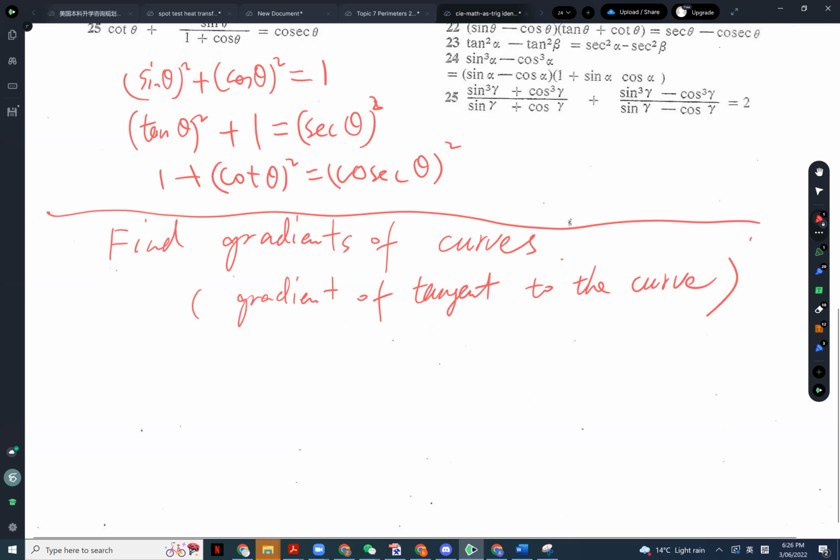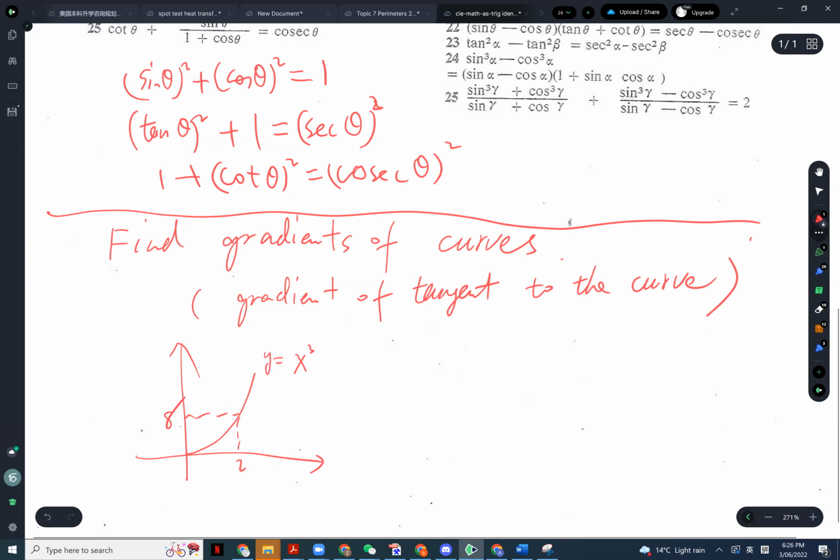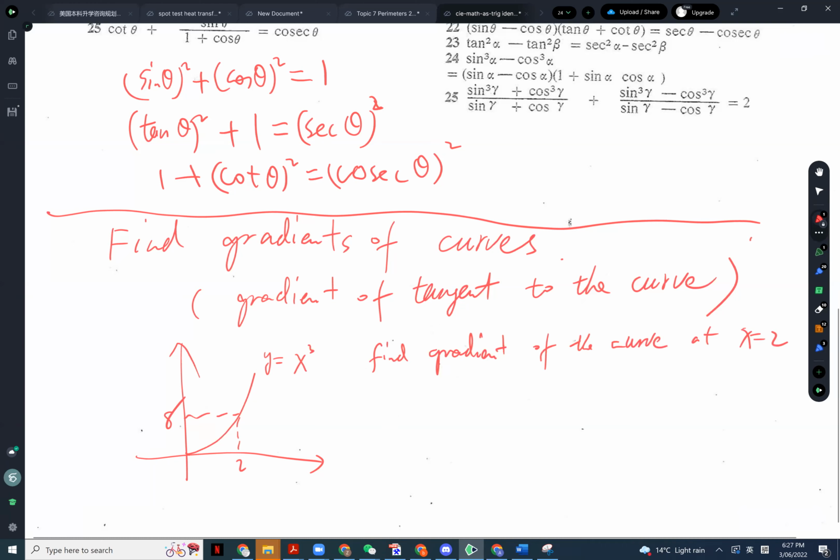For example, A, find the gradient of the curve at x equals 2. Anyone? Yep.